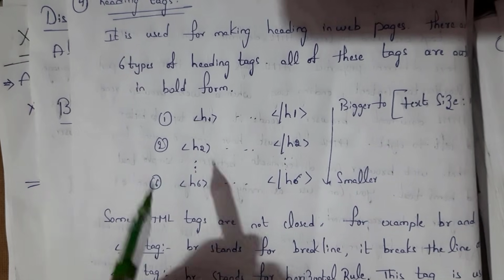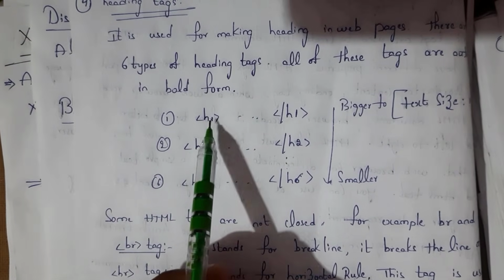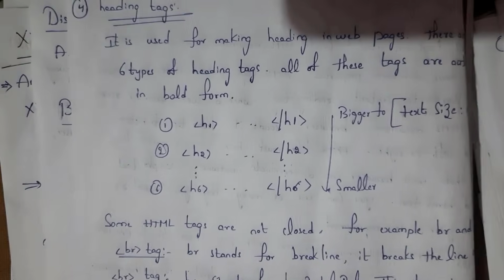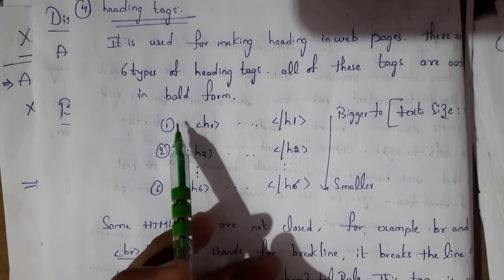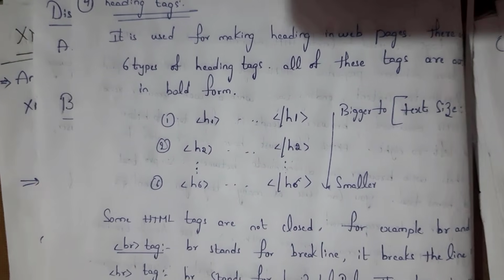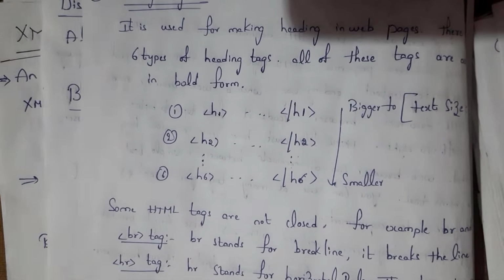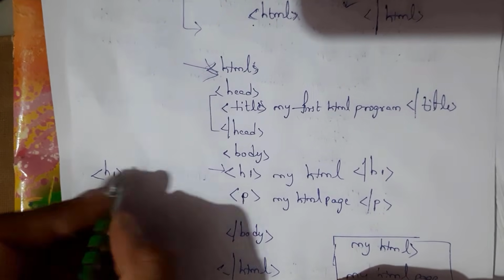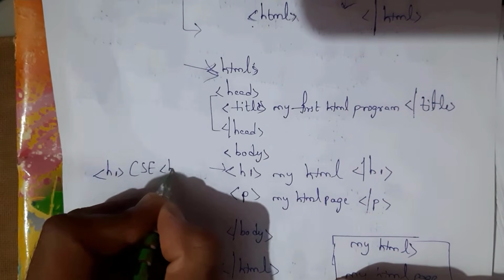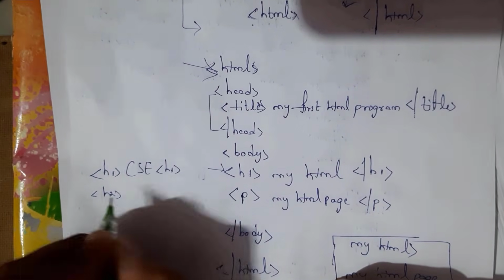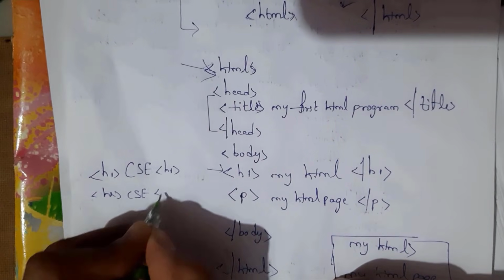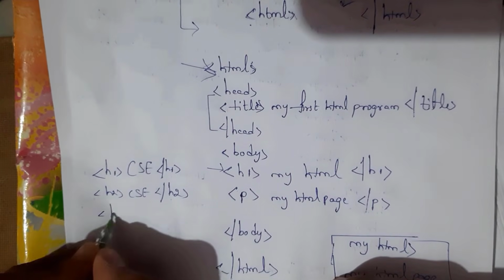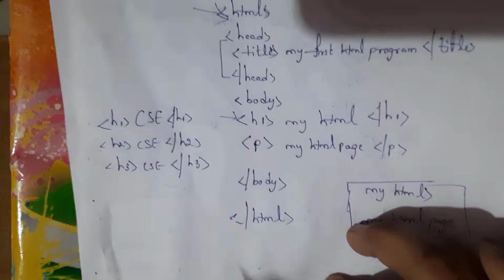There are 6 heading tags. First one is H1, H2 and so on H6. Till H6 we have these heading tags, whereas this H1 represent big size and whereas this H6 represents small size. This is example of heading tag. First one is H1, CSC, H2, CSC. We are going to close this by using slash symbol. Similarly, H3 CSC. Output is like this.